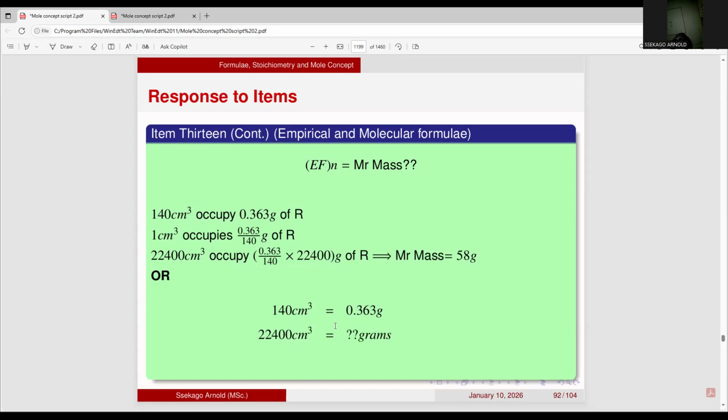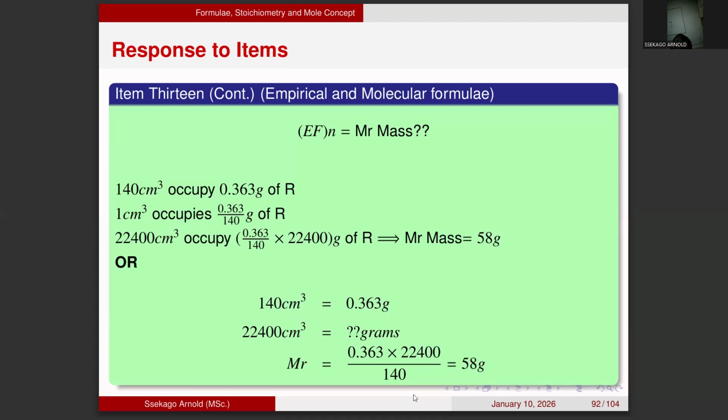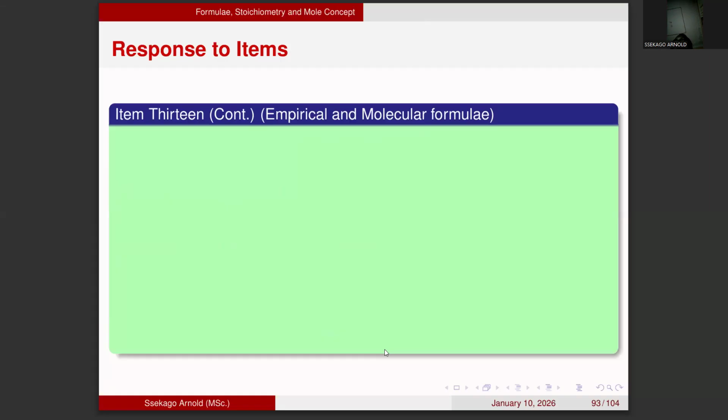So what of the standard? Now we ask ourselves, the standard will contain how many grams? Now we cross multiply. We have seen such calculations already. We cross multiply, we shall have this multiplied by this up here. Now if I cross multiply, we have molar mass equals 0.363 times 22,400, then divide by 140, and molecular mass will be 58. So you can use the first approach or the second approach. Now that I have molecular mass, I can substitute back and I continue with my molecular formula.